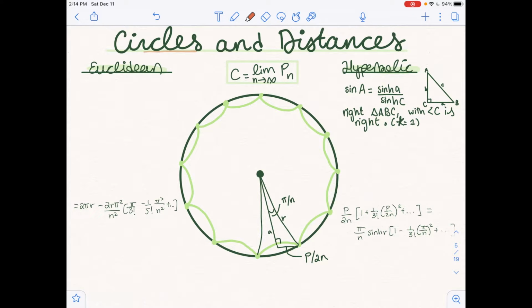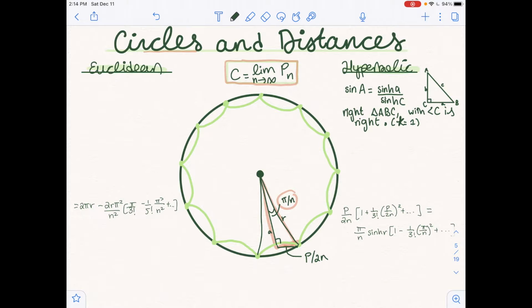For both the Euclidean and hyperbolic geometries, the circumference is given by the limit as n approaches infinity of p_n, where p is the perimeter of a regular polygon inscribed in a circle with n sides. Now, in the Euclidean case, we'll make use of the following triangle. This triangle represents half of one side of the polygon, which corresponds to an angle of pi over n, because there are 2 pi radians in a circle.